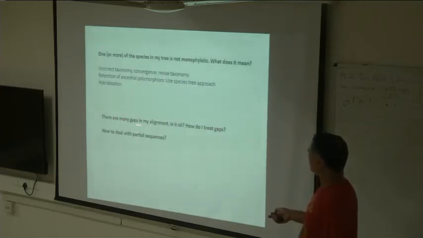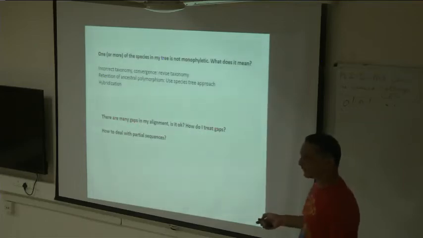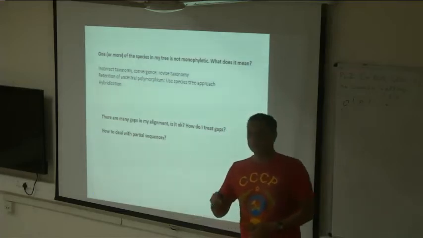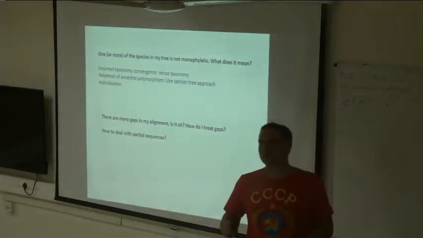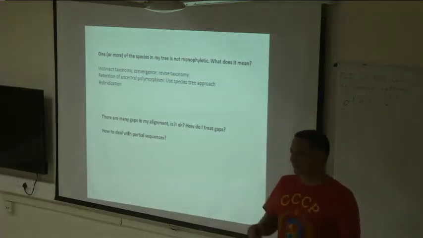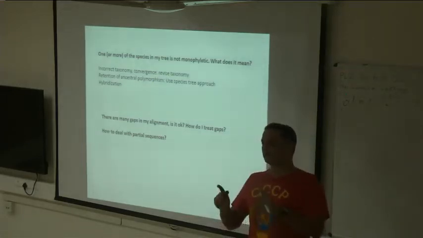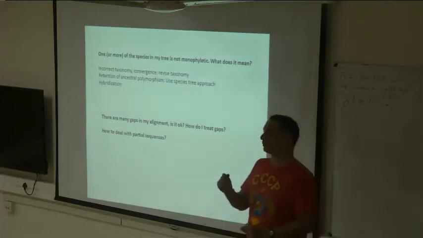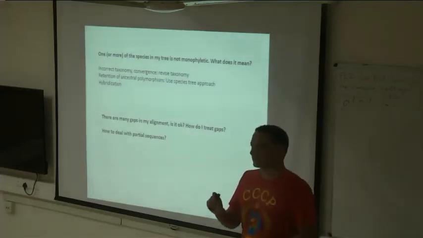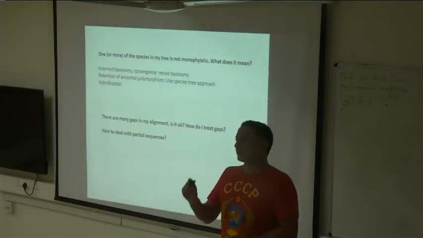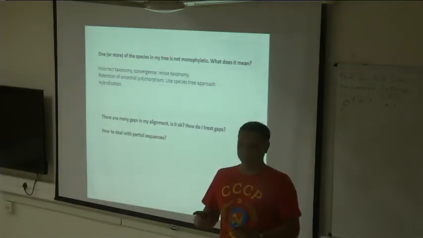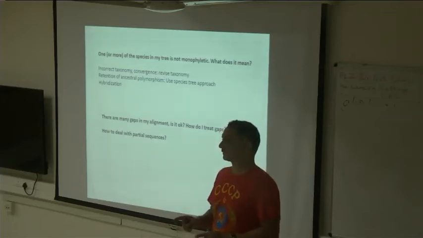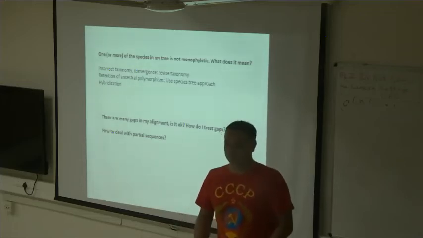How do I treat gaps? So if you have gaps in your data set, you code them as question mark, and the program interprets it as missing data. Now, there are 2 ways of dealing with gaps, and it's important that you understand the difference. Is the gap a true gap or not? Is the first question that you should ask yourself. Right? What is a true gap?